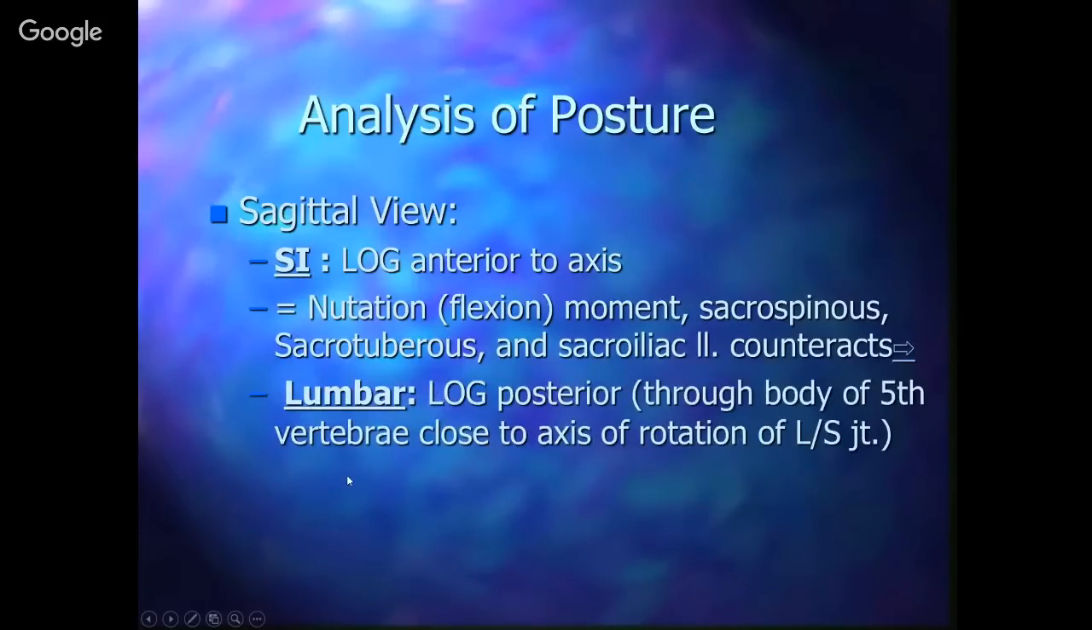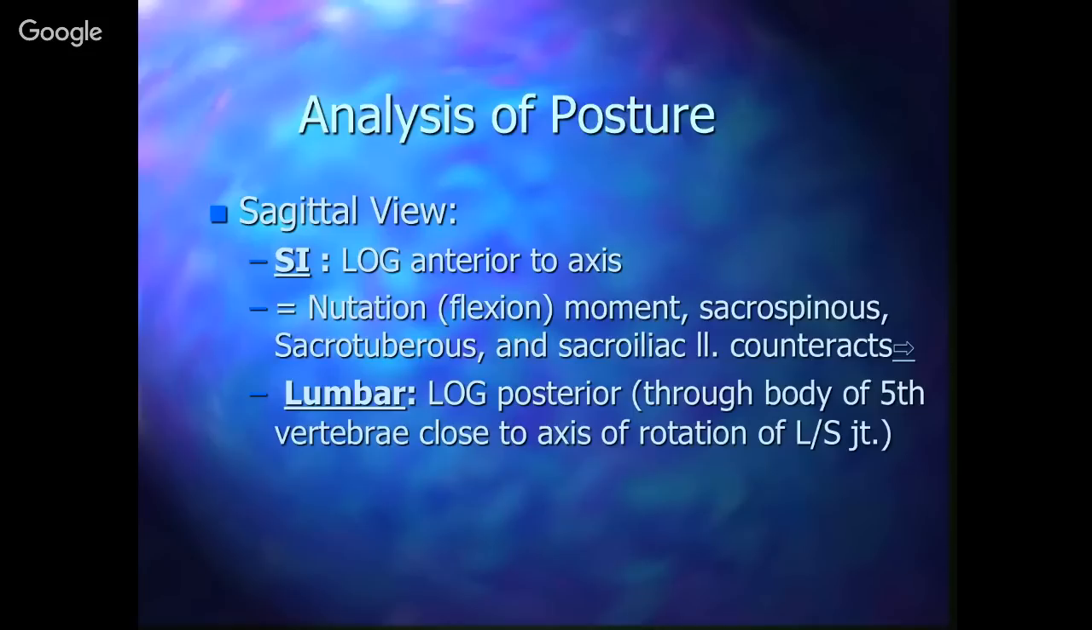We move to the lumbar spine. Think about the lordotic nature of the lumbar spine. Hopefully it makes sense to you that the line of gravity falls posterior through the lumbar spine. And it really falls typically through the body of the fifth vertebra, pretty darn close to the axis of rotation. If it's close to the axis of rotation, it has a small moment arm. If it has a small moment arm, there's not a lot of torque generation here, but it's present nonetheless.